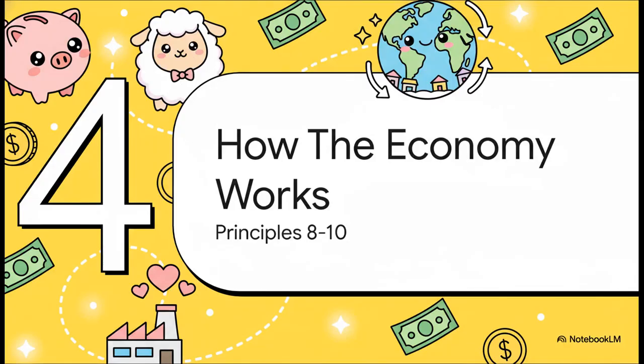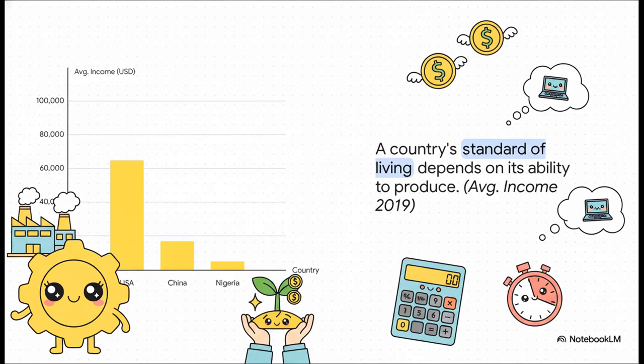Okay, time for our final zoom out. We've gone from the individual to how we interact. So what does all this tell us about the big picture? How does the entire economy as a whole work? Well, principle number 8 tells a story that's both really simple and incredibly profound.